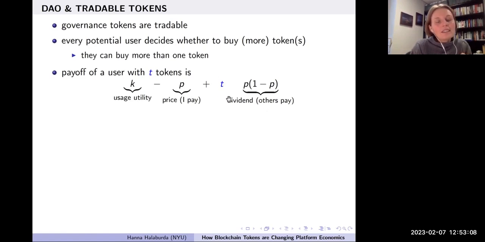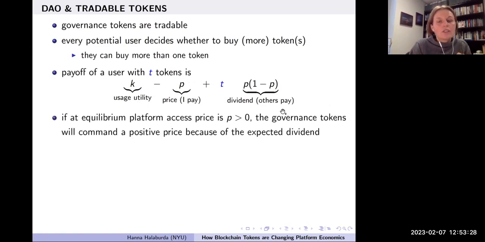What you can easily see right away is that as the number of tokens that I hold increases, it becomes more important how much other people pay. I want them to pay more, and it becomes more important than me paying less. So I may start preferring a higher price as I own more tokens. First, we notice that if the price set by the DAO is positive, then the governance tokens will command a positive price because of the expected dividend.